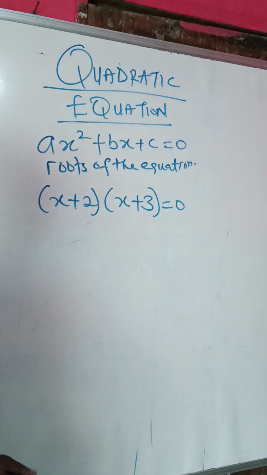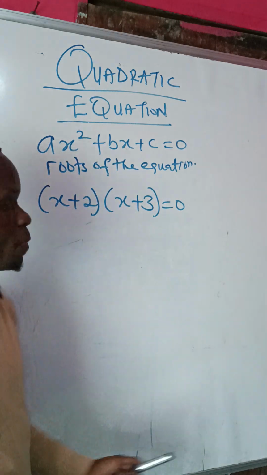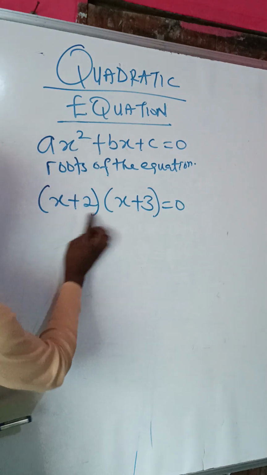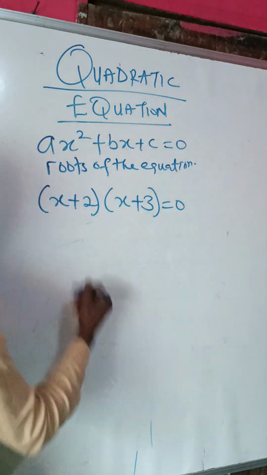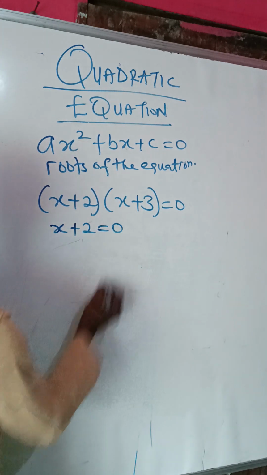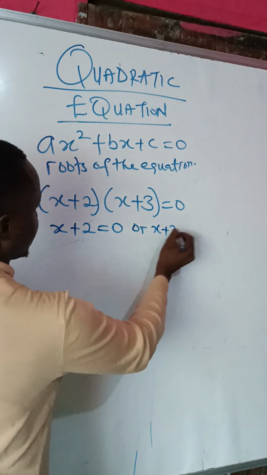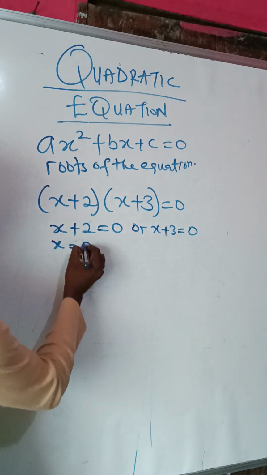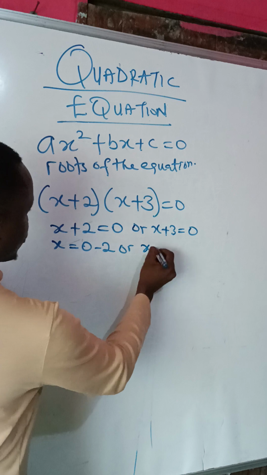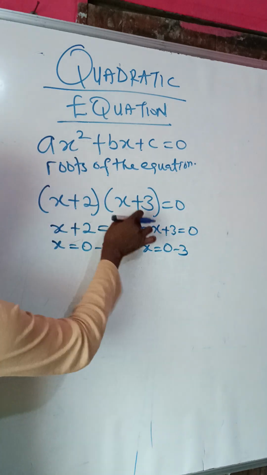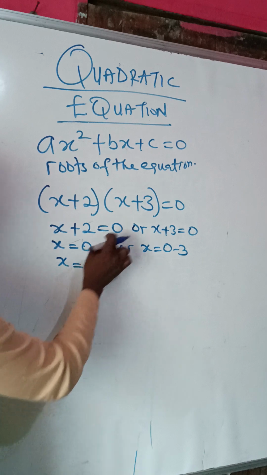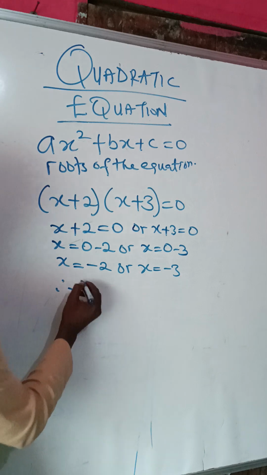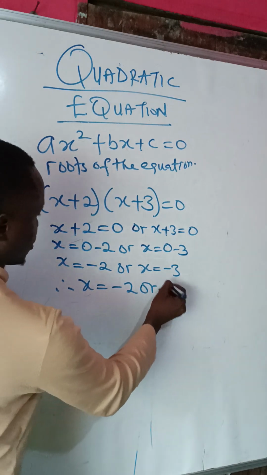So from here now, since it is equal to 0, what do we do? We are not going to expand. We just separate these two brackets and make each bracket equal to 0. So we have x plus 2 equals to 0, or x plus 3 equals to 0. Then from here, we collect like terms. We have x equals to 0 minus 2, or x equals to 0 minus 3. Plus turns to minus. We now have x equals to minus 2, or x equals to minus 3. Therefore, your x equals to minus 2 or minus 3.